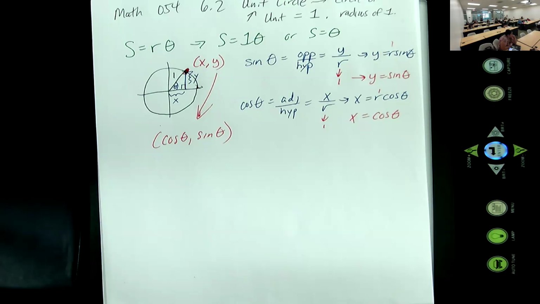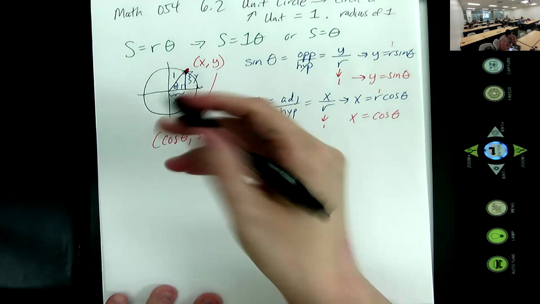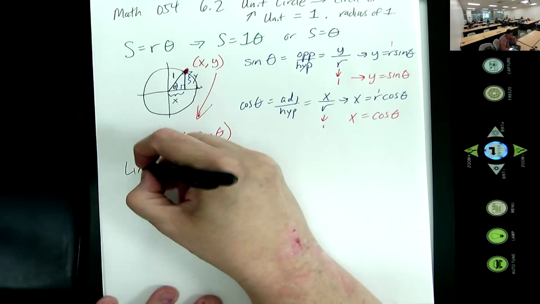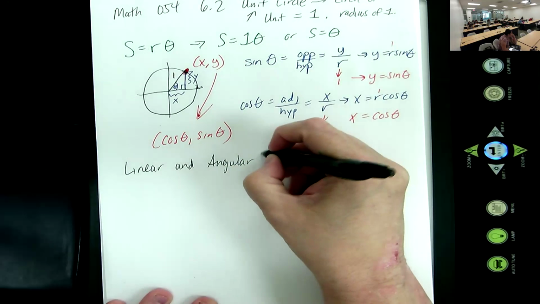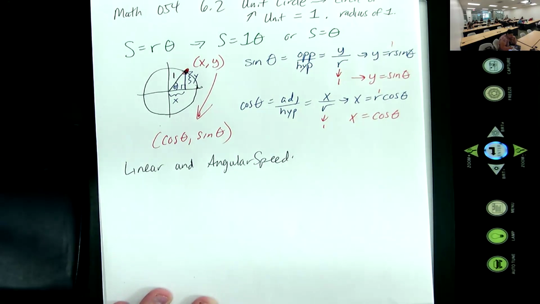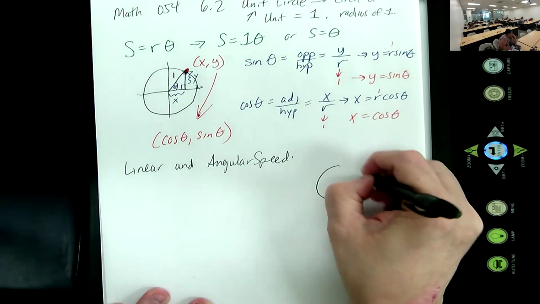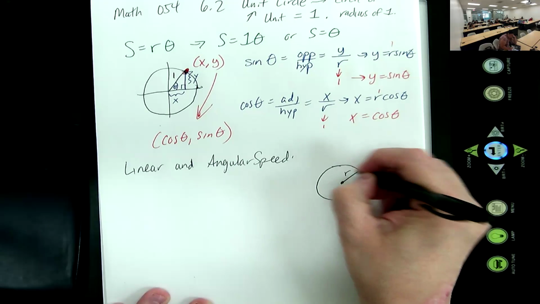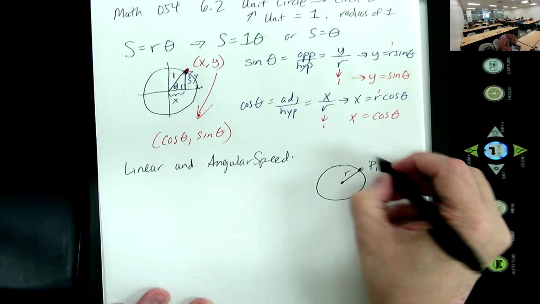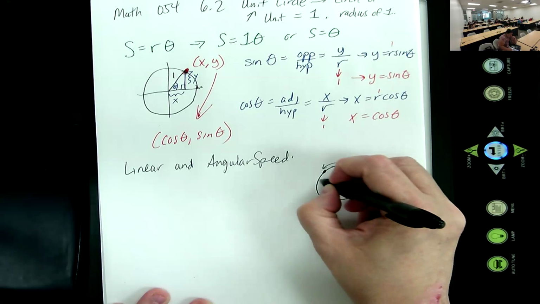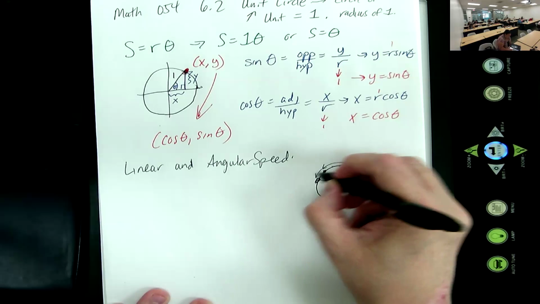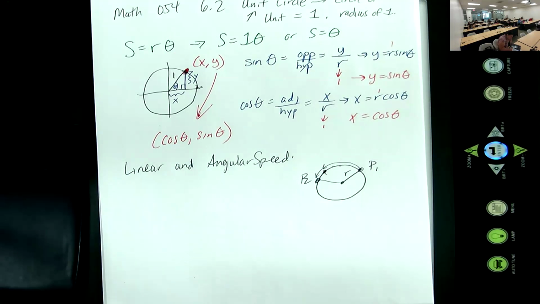Alright, so more that we have in this section is linear and angular speed. Suppose we have that winch again. We've got a radius R. And we're starting at P1. And it rotates to P2. Maybe I'll make it over here, so it doesn't look like it's 45 or 90 degrees. Rotates to P2. Let's say it rotates at a constant speed.